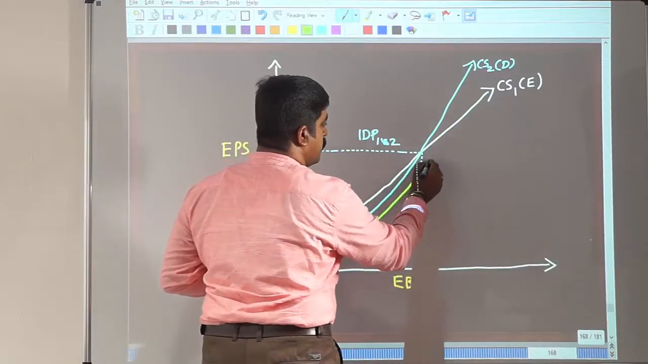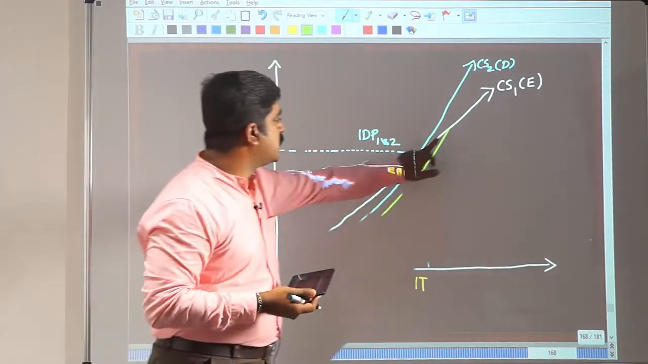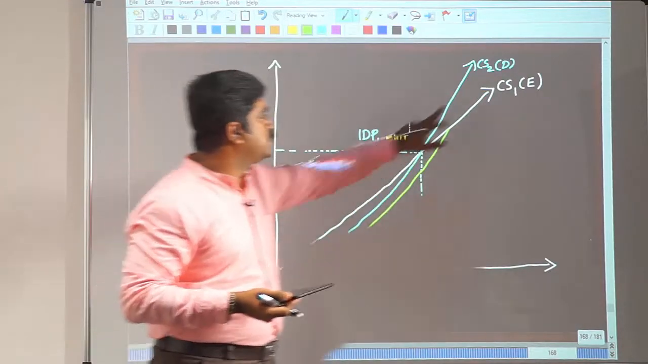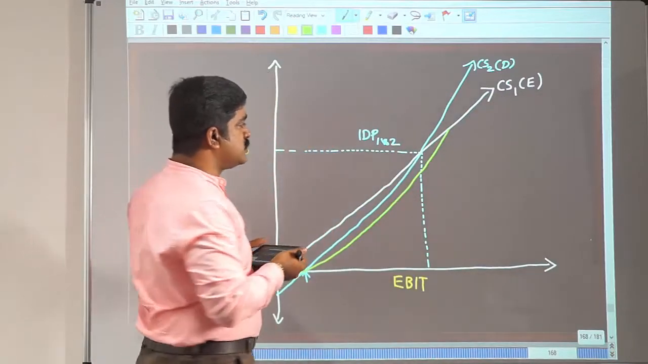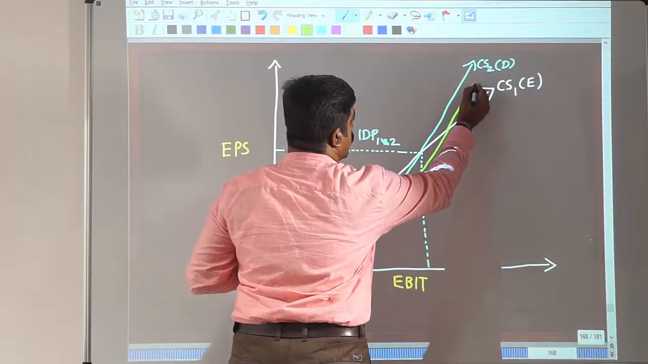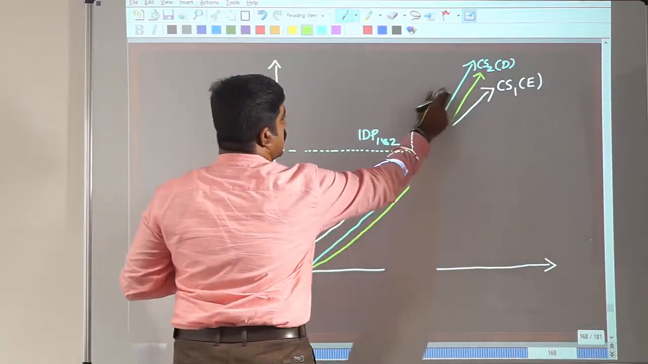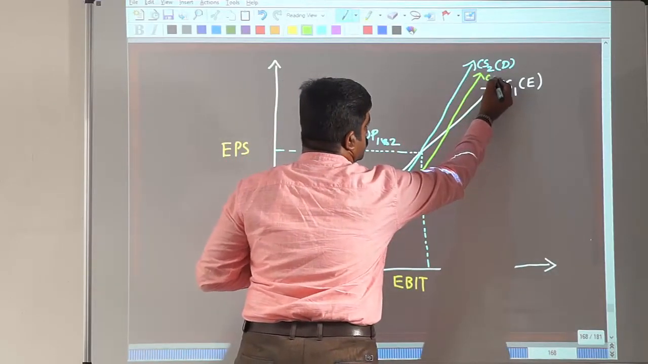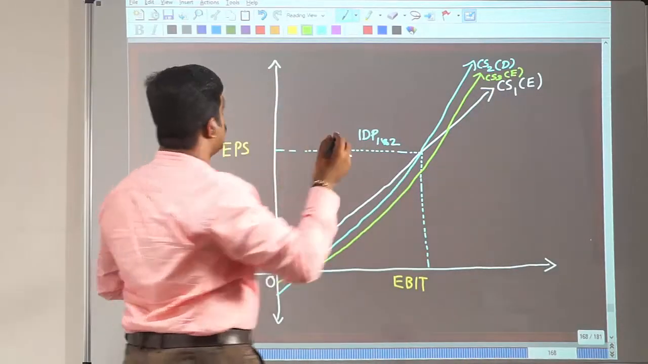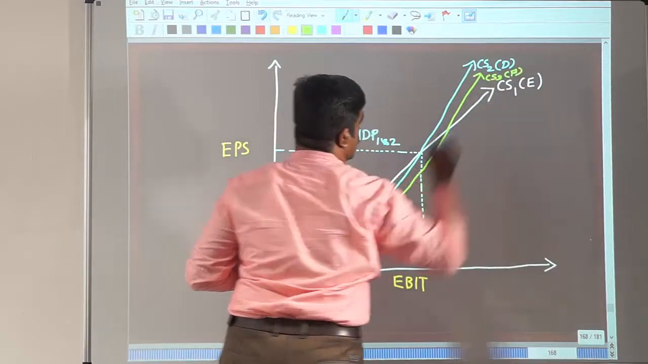It goes up, and it reaches a point where it is actually touching your line of capital structure 1, that is equity. And what happens is, beyond this point, it will take the lead over capital structure 1, but still it will continue to be lesser than the capital structure 2. So this is your capital structure 3, which is your preference share capital.